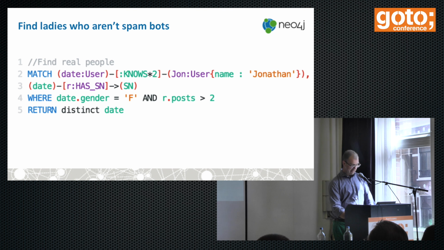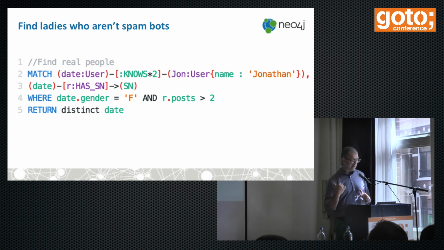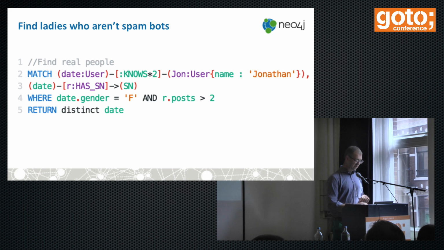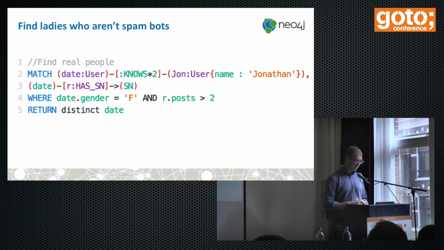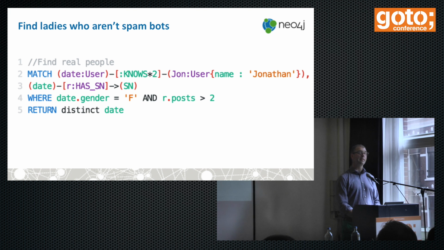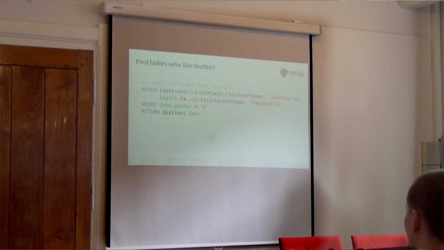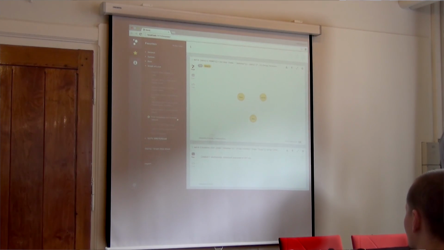So in this particular case, I'm starting from Jonathan, looking for a potential date 2 hops away, and that date should be on a social network, should have a gender equal to F, and should have a number of relationships, right? So here we're evaluating the number of posts of that particular person on a social network and verifying whether or not this is actually a real person, right? So that's another query that you can run over here. You know, real people with a social network, right?